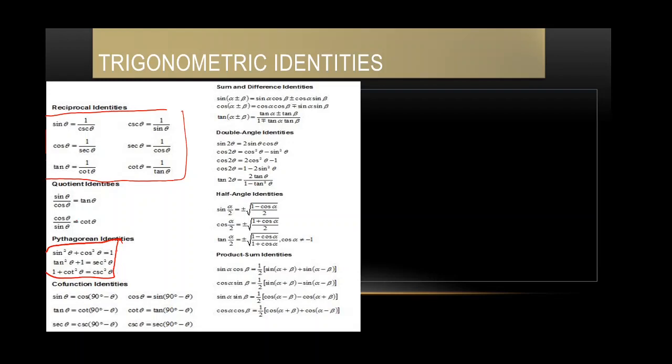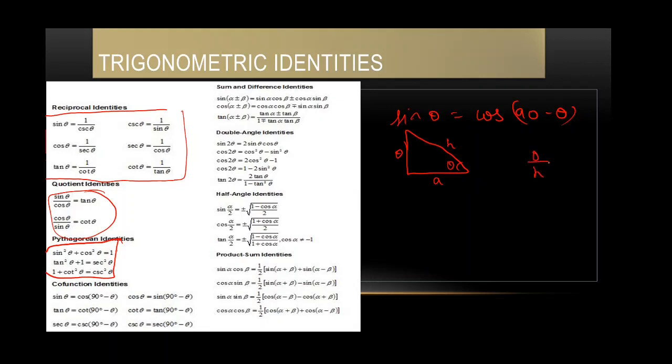So next, these are complementary angles identities. As you can see, sine of theta is equal to cos of 90 minus theta. You can just take a triangle and try it out. This will be theta, this will be adjacent, hypotenuse, and opposite. So if you take sine of this angle, then you will get opposite by hypotenuse.